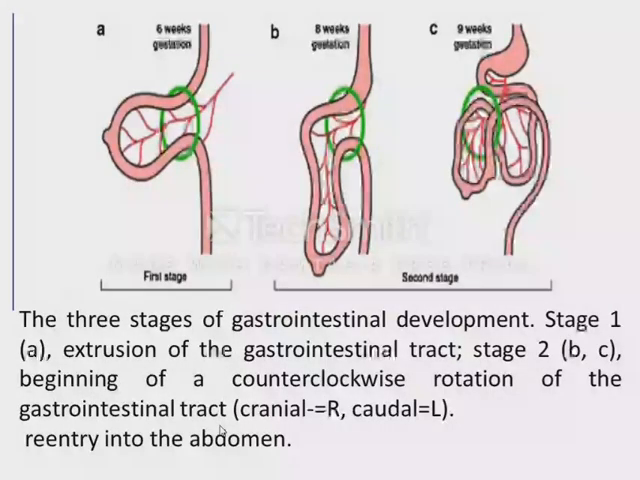anti-clockwise. In this picture, we have the 3 stages of GIT development. Stage 1, extrusion of the gastrointestinal tract forming the physiological hernia, and beginning of anti-clockwise rotation. So the cranial limb becomes right and the caudal limb becomes left, with elongation. And here is the entry toward the abdomen.